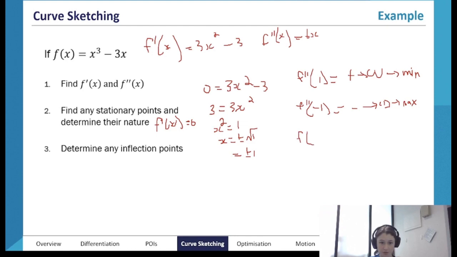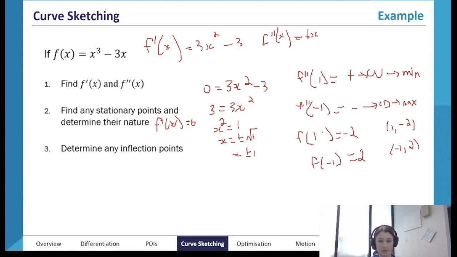So the function of 1 is going to give us 1 cubed, take 3, which is going to give us negative 2. Sorry, I wrote that the wrong way. f of 1 is going to give us a value of negative 2. And then the function of negative 1 is going to give us negative 1 cubed, which is negative 1, plus 3, which is going to give us positive 2. So our 2 stationary points are going to be (1, -2) and (-1, 2).